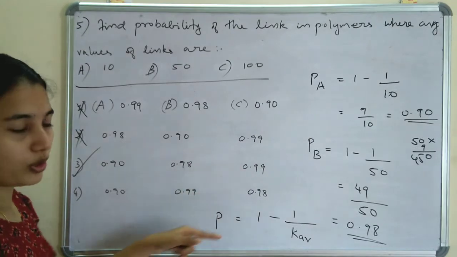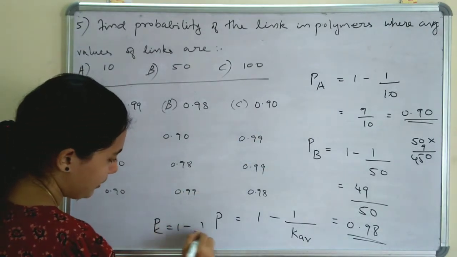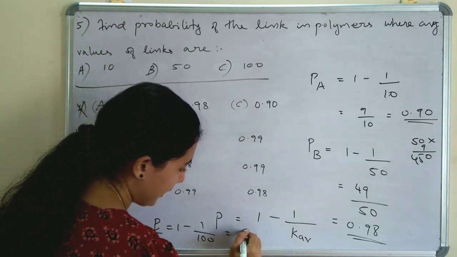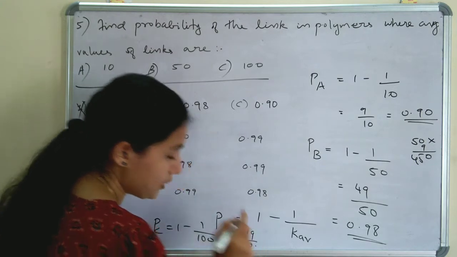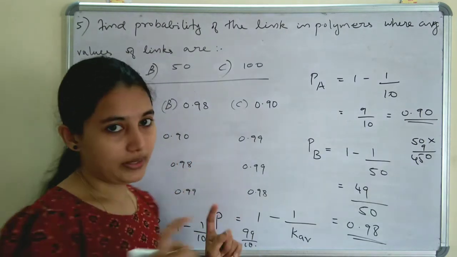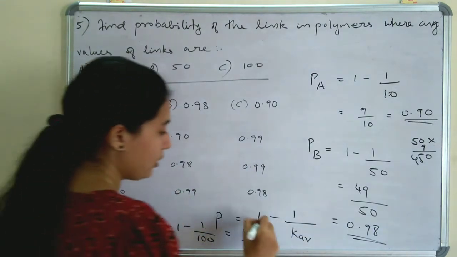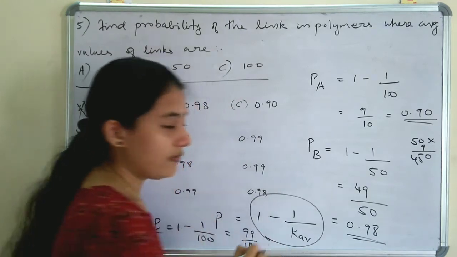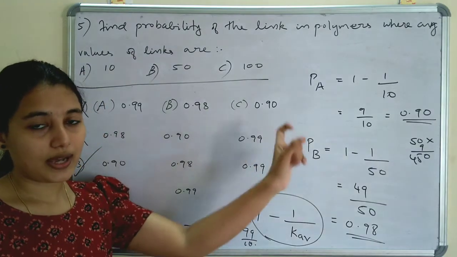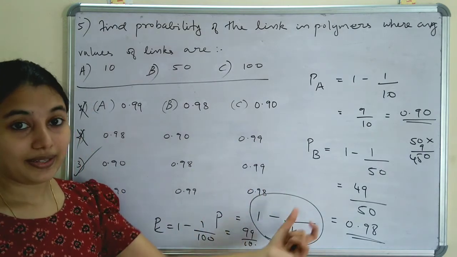So PC is what? PC equal to 1 minus 1 by 100. So 100 minus 1 is 99 by 100, that is 0.99. Okay, right. 0.90, 0.98, 0.99. So probability of a link is determined by 1 minus 1 by K average. K average is the average value of a link, given link. So probability is 1 minus 1 by K average.